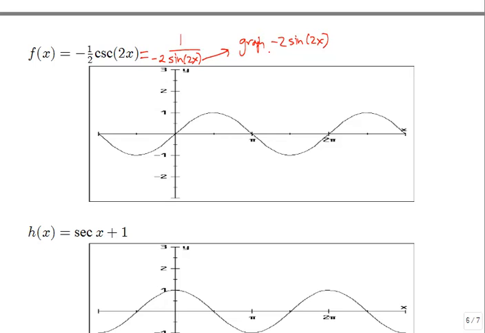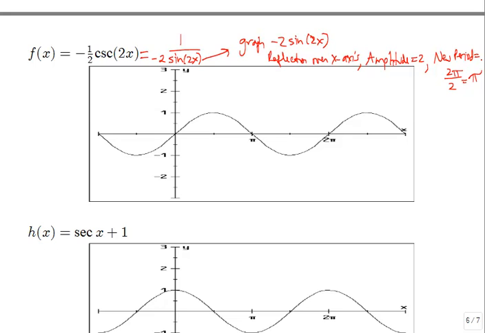We have a negative, which is a reflection over the x-axis. We have this 2, which on a sine curve does affect your amplitude. So I'm going to have a new amplitude equal to 2. And I have this 2 next to the x, which is that horizontal compression. So we're going to have a new period. For sine, it's normally 2 pi, but now we're cutting it in half, so it just becomes pi.